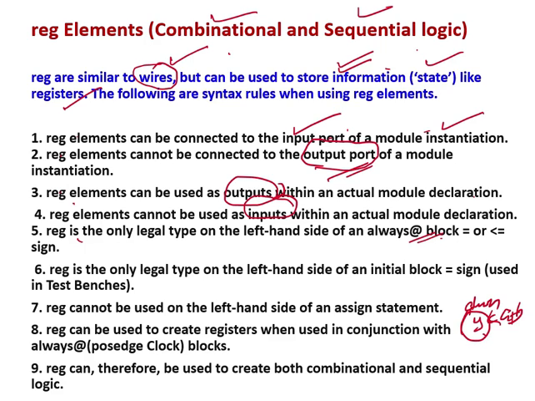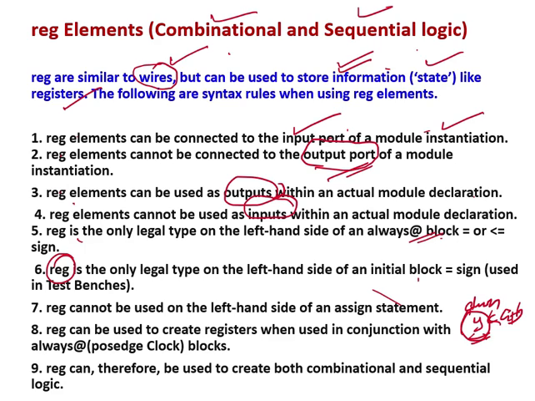Okay, reg is the only legal type on the left hand side of an initial block. There are two types of procedural block, one is always and one is initial. So if you are declaring some variables inside your procedural block, such as always and initial, then the left hand side has to be always reg. Okay, this is legal, because if you mention wire for this y, then it will give you an error.